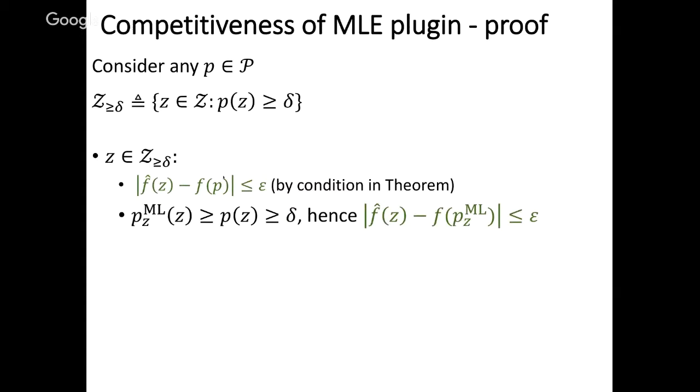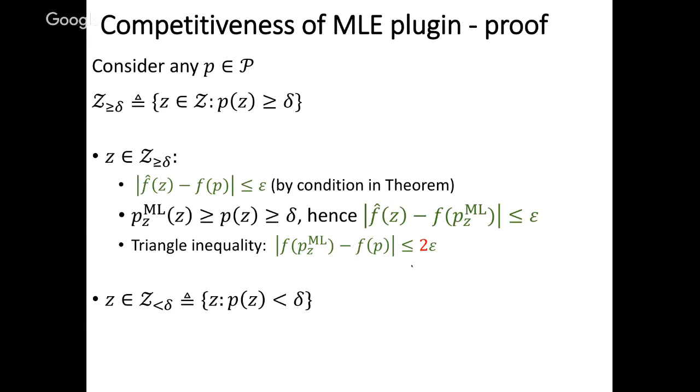Now you look at the maximum likelihood distribution for z. By the definition of maximum likelihood, the maximum likelihood probability of z is at least the probability of z under p, and therefore it's at least delta. And therefore, you apply the same logic as step 1 to this new distribution p_ML. And therefore, f hat of z minus f of p_ML will be at most epsilon. And now by triangle inequality, what you obtain is that f of p minus f of p_ML under z is at most 2 epsilon. This happens with probability 1. So for all the symbols z whose probability is at least delta, you make no error in terms of the maximum likelihood. So the maximum likelihood estimator is away from the truth by at most 2 epsilon.